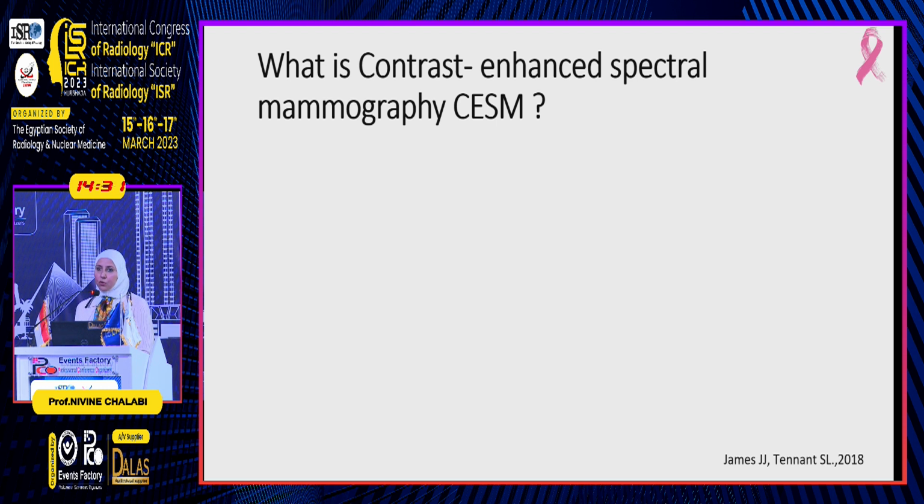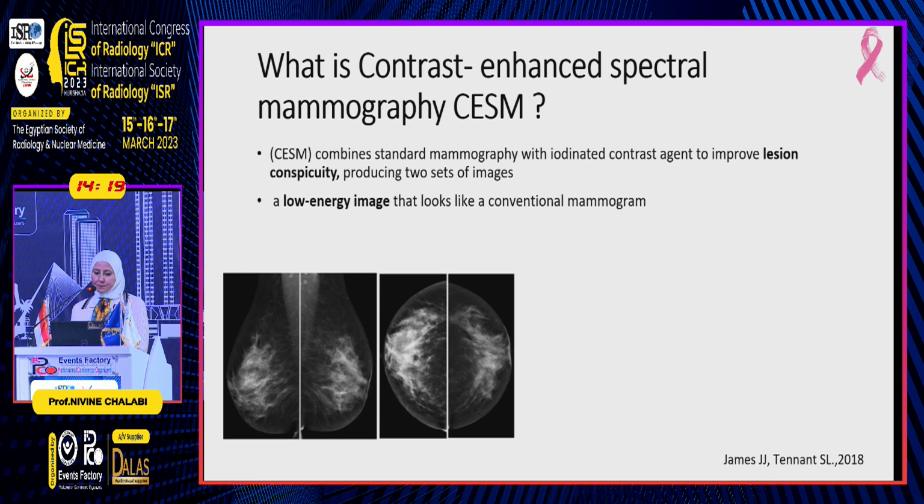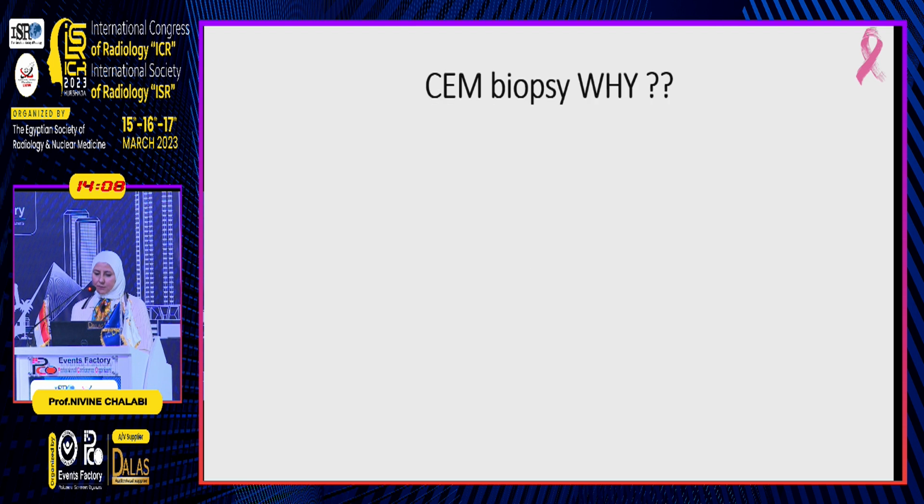Let's start with what is contrast-enhanced spectral mammography. It's a standard mammography with the injection of an iodinated contrast agent to improve lesion conspicuity, producing two sets of images: a low energy one, which is similar to the regular digital mammography, and a recombined image which shows only the areas of contrast medium uptake.